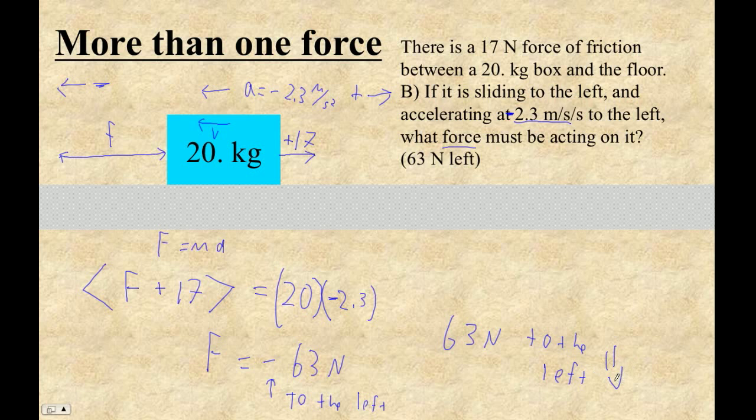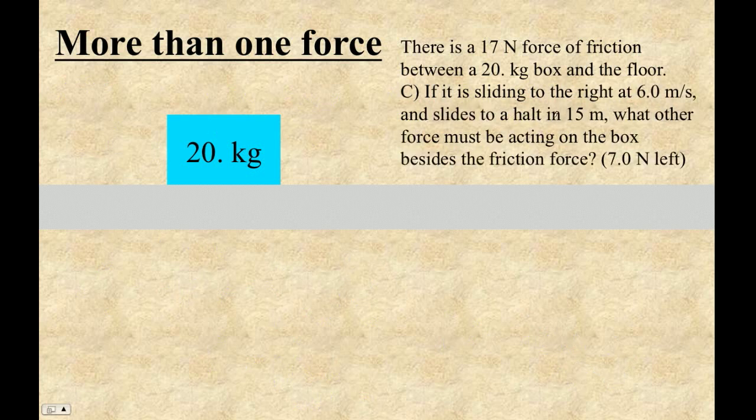This next one's just going to be a Suvat problem. It's moving 6 meters per second. It slides to a halt in 15 meters. And then what other force must be acting on the box? Okay, so it's sliding to the right. It's moving to the right. If it's sliding to the right, that's the velocity, then the friction force, this guy here, must be to the left. So I'm going to say there's 17 newtons that way.